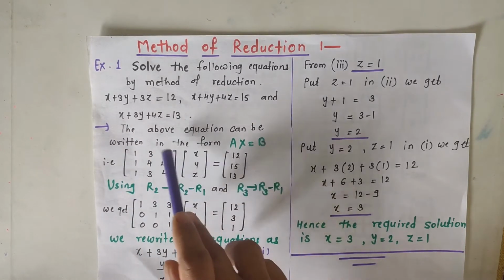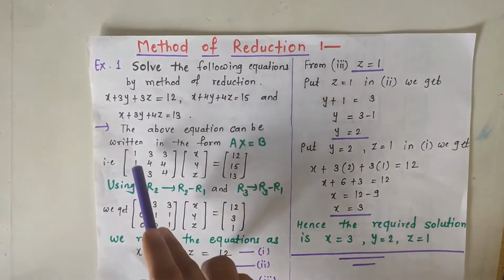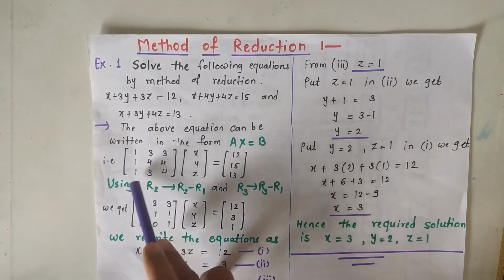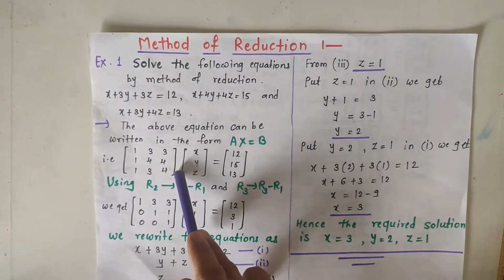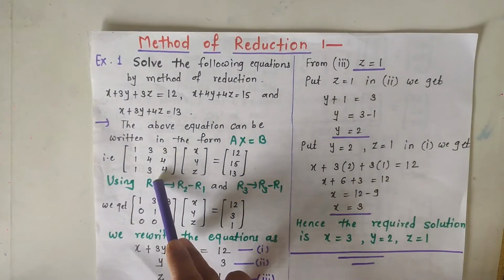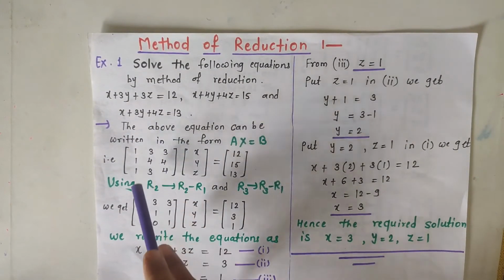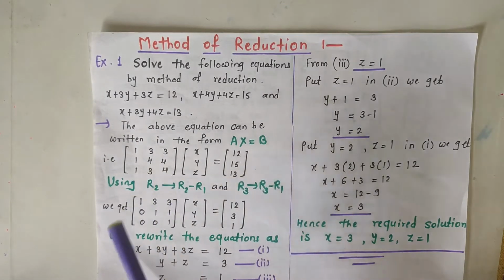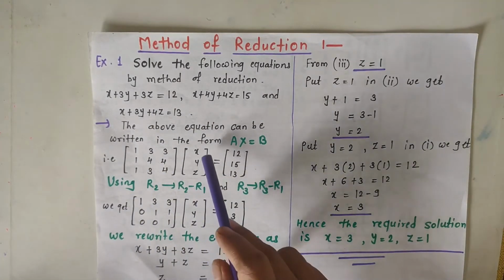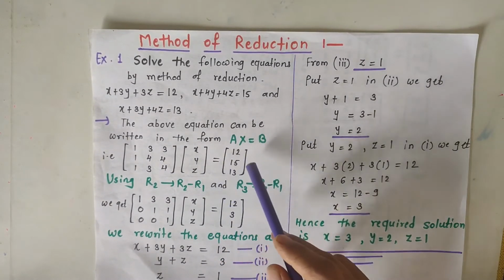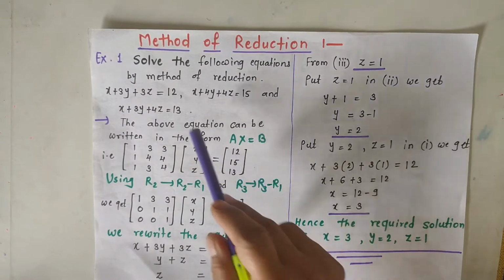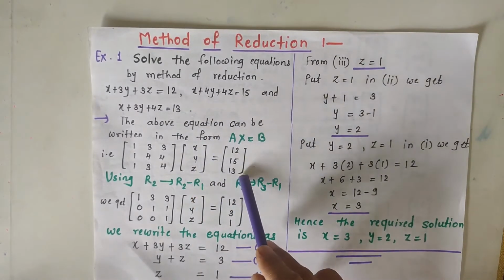The first row is the coefficients of the first equation: 1, 3, 3. The second row is the coefficients of the second equation: 1, 4, 4. And the third row is the coefficients of the third equation: 1, 3, 4. Into the variable matrix with variables x, y, z, is equal to the constant matrix with constants 12, 15 and 13 in column matrix form.